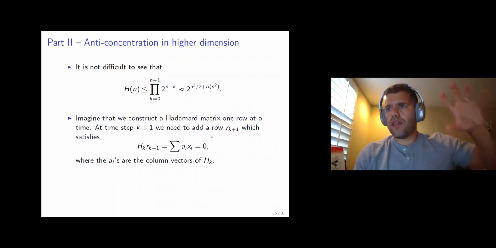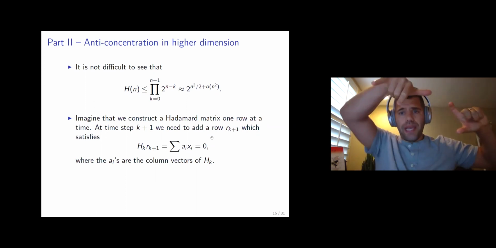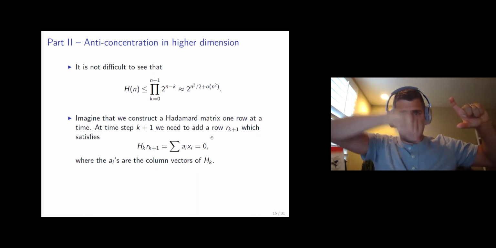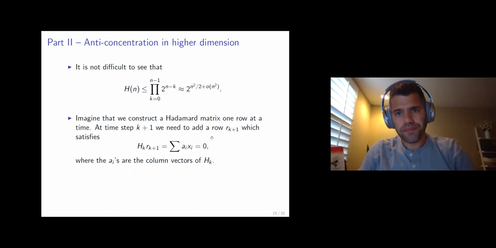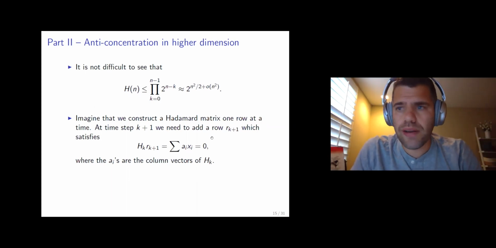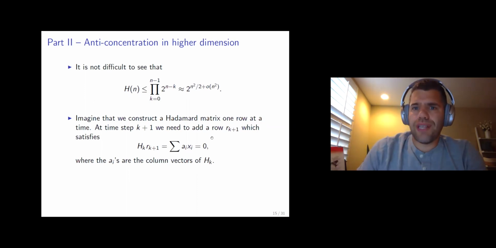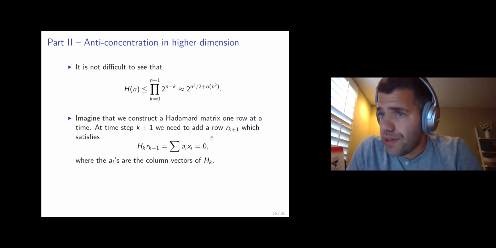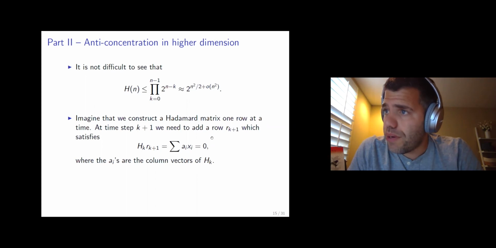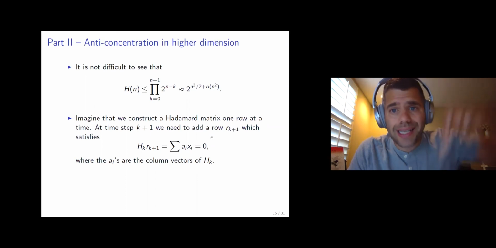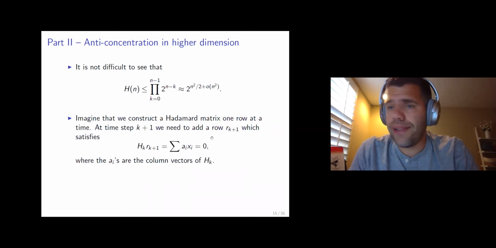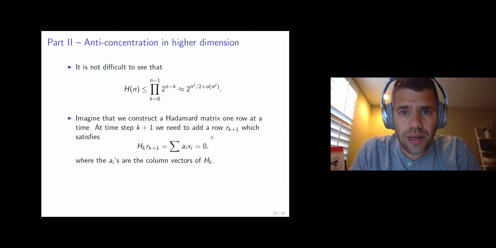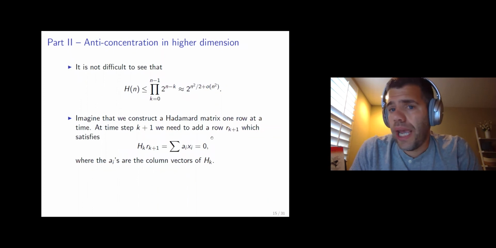You have this current matrix H_k, which is a k by n plus-minus 1 matrix, where the k rows are orthogonal. And now you want to multiply them by a vector r_{k+1} of length n. So this gives us a term of the following form, like the sum of a_i x_i, where the a_i's are the column vectors. Now these are vectors and not numbers. And the x_i's are plus-minus 1 variables. And you want to solve the sum of a_i x_i equals 0.